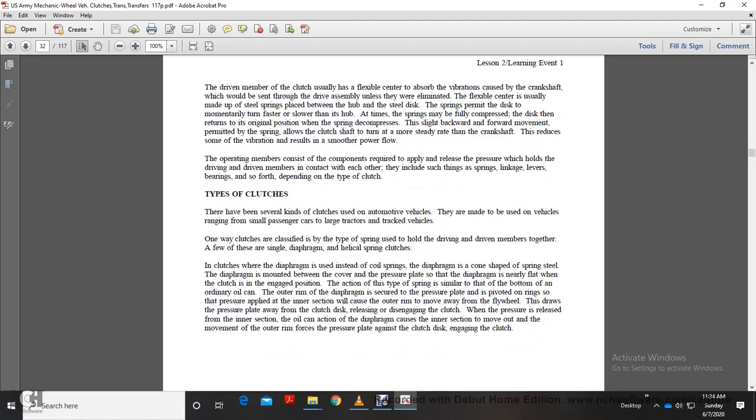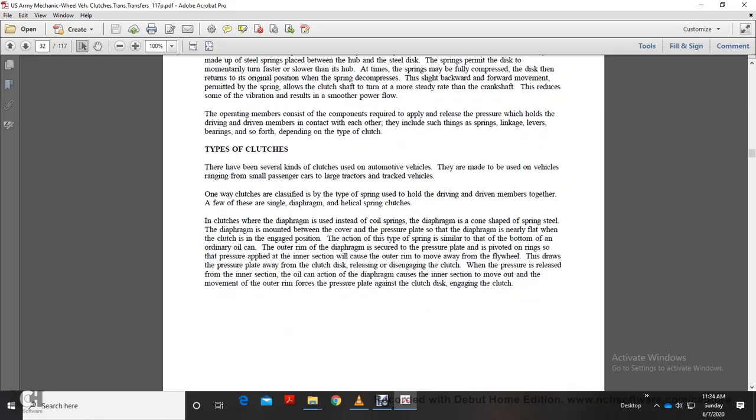Types of clutches. There are several kinds of clutches used in automotive vehicles, ranging from small passenger vehicles to large trucks and tractors. Friction clutches are classified by the type of spring holding the driving and driven members together: single diaphragm and helical single spring clutches.